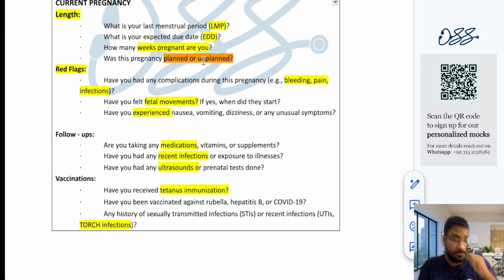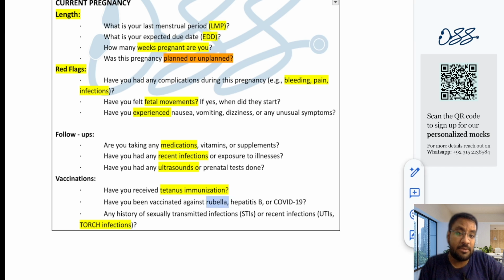Same goes for the follow-ups and the compliance, basically. Are you taking your medications? Did you get your scans done? Did you get any prenatal testing done? And then talk about infection: tetanus, TORCH, rubella. These are the very common things that you think about whenever you think about infections in a pregnancy. TORCH infection, tetanus immunization, and rubella, we have all studied all of these things in med school as well. We have seen it in our clinical practice as well.